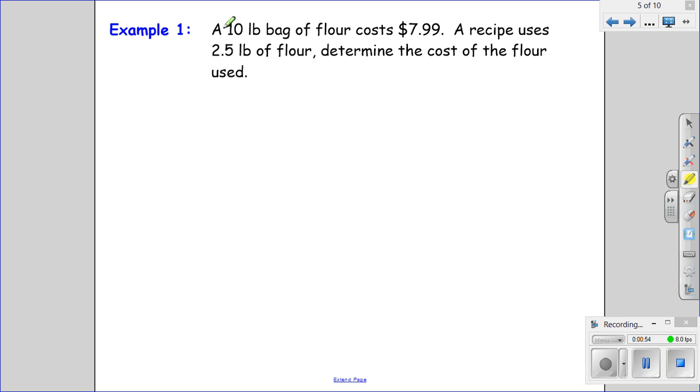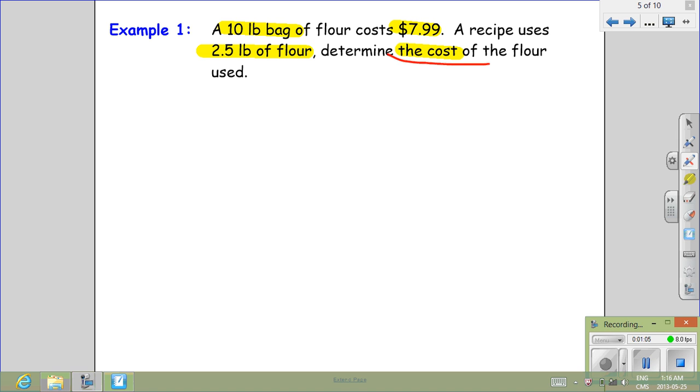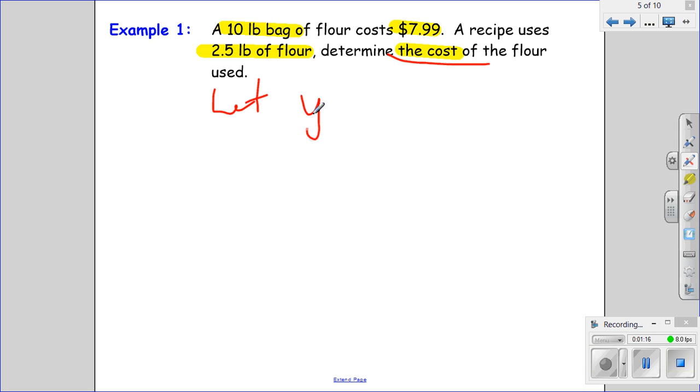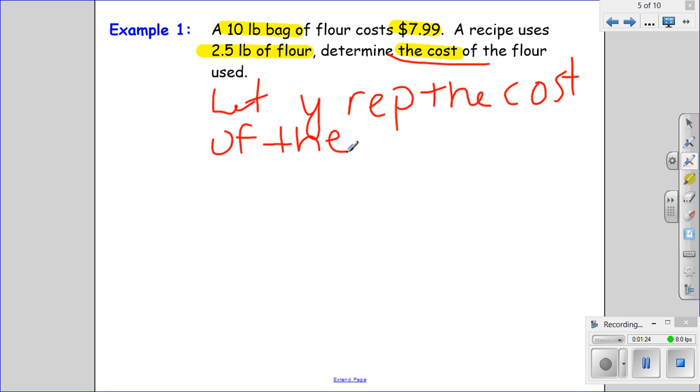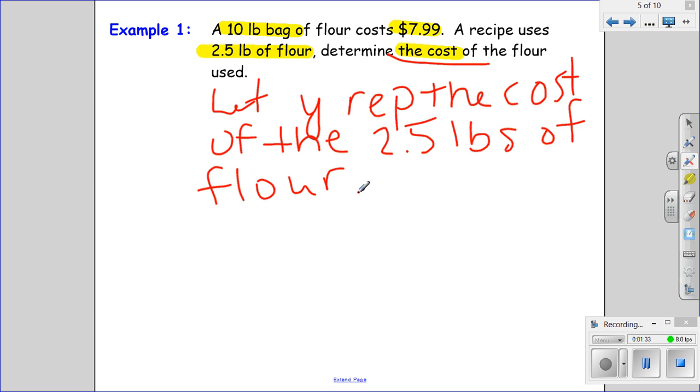So we need to highlight our key information. We've got a 10-pound bag is $7.99. Recipe uses 2.5 pounds. And we want to find the cost of the flour. So we're going to underline it, because we're solving for the cost. So how do we begin to solve this type of question? We're going to identify our unknown first. So let y represent the cost of the 2.5 pounds of flour. Again, guys, sorry about the poor penmanship.